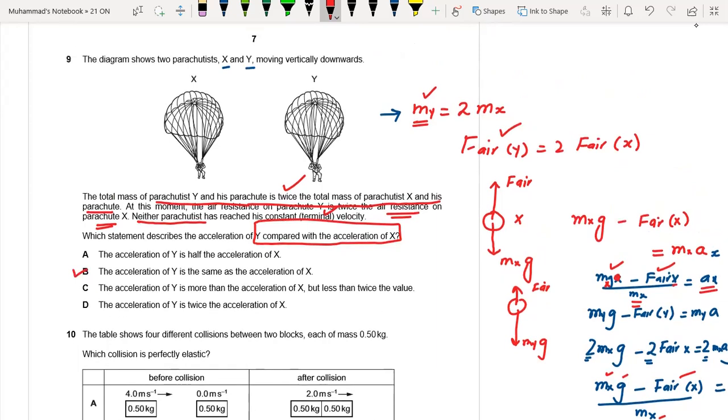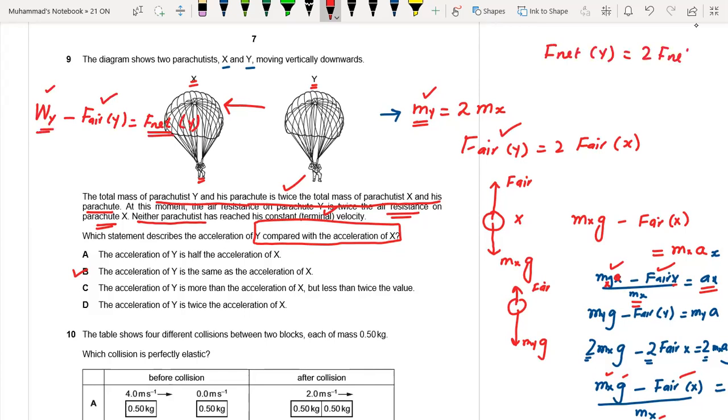So what is the basic idea? The mass of Y and air resistance of Y are both twice the mass of X and air resistance of X. So net force on Y is twice the net force on X. Can we say that net force is weight of Y minus air resistance of Y, that is F net on Y. Weight, mass is twice, so this means weight is twice, gravitational acceleration is the same at the same position, air resistance is twice, so this means the net force on Y is twice F net on X.